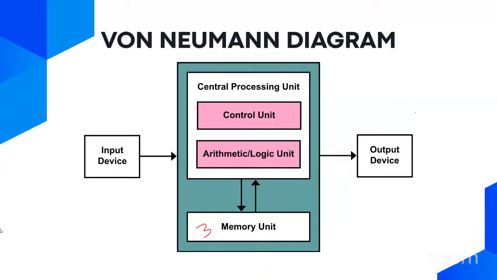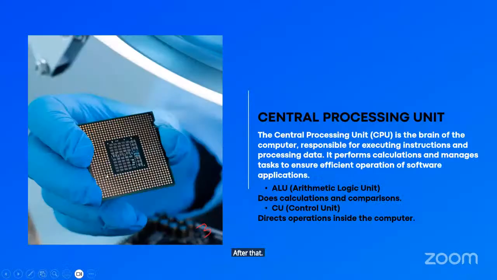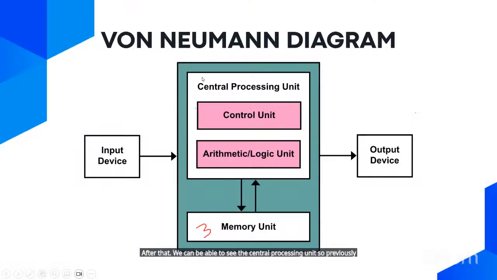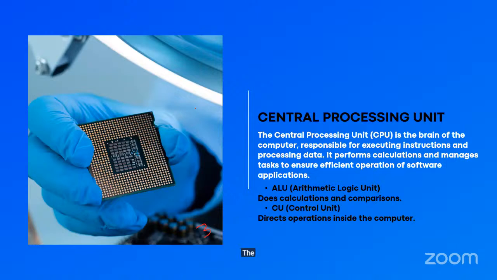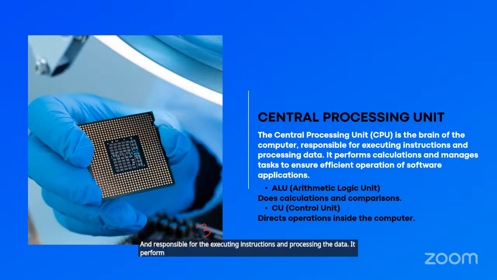After that, we can look at the central processing unit. Previously we talked about the control unit plus the arithmetic logical unit. Both together are called the central processing unit, named CPU. The central processing unit is the brain of the computer and is responsible for executing instructions and processing data. It performs calculations and manages tasks to ensure efficient operation of software applications.